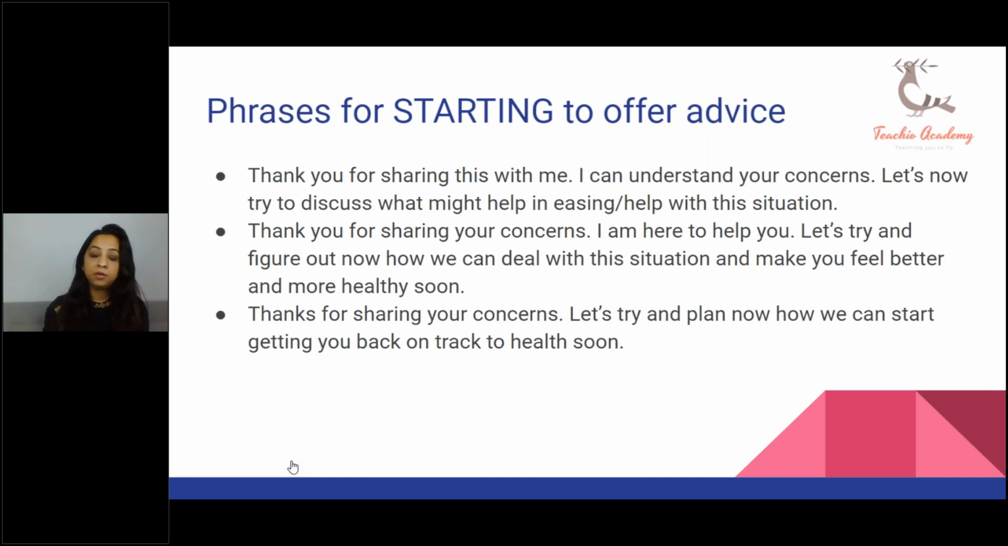Now, in this example, we had to offer a lot of advice to this patient. So we'll now tell you a few phrases which you can use to offer advice to someone. I won't say that you start with you need to do this, you do that. You need to just introduce that you're starting to offer advice. So that's your signpost to offer advice.